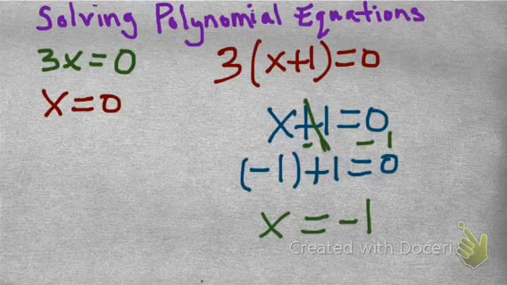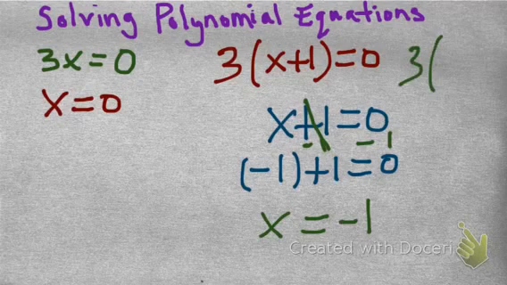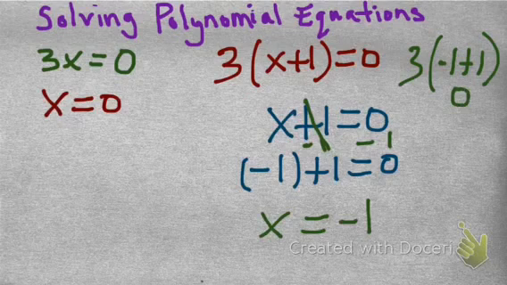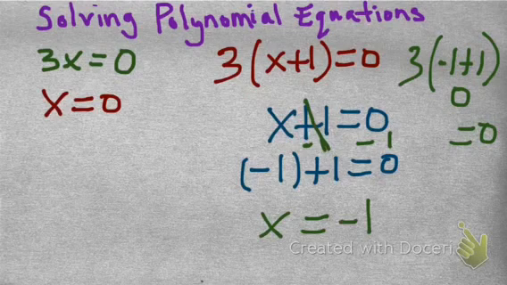So then when I come up to the top and I say, okay, 3 times negative 1 for x plus 1, well, yeah, negative 1 plus 1 is 0. 3 times 0, that's going to equal 0. So that makes sense.